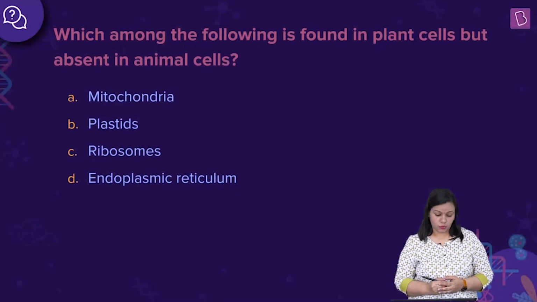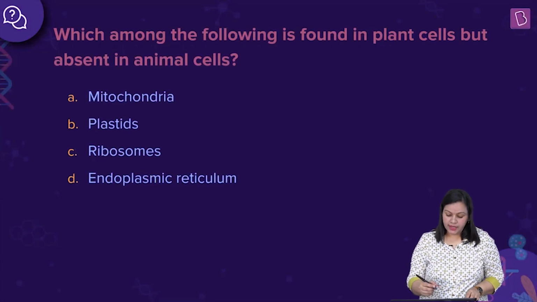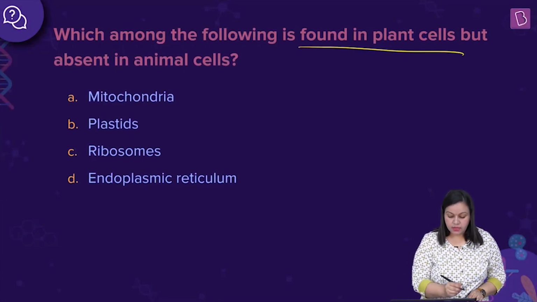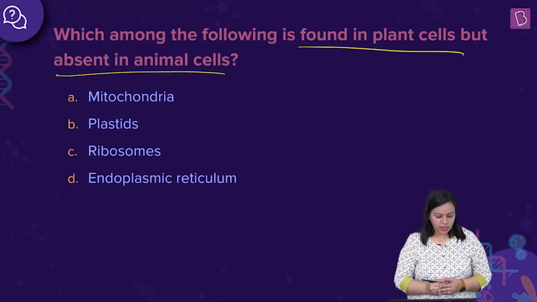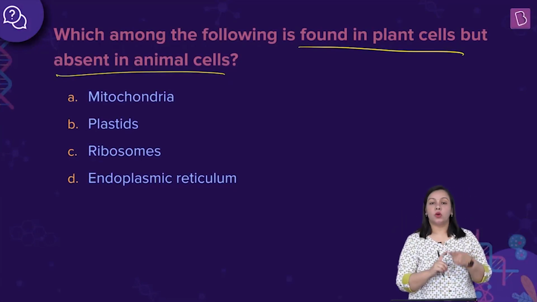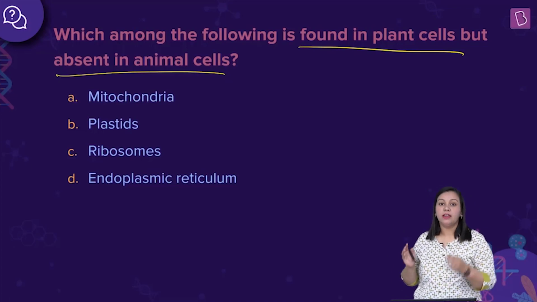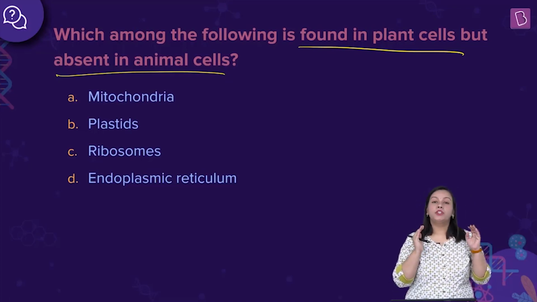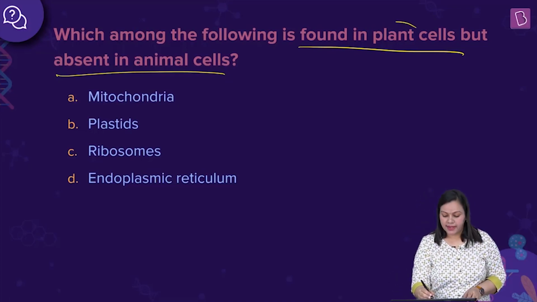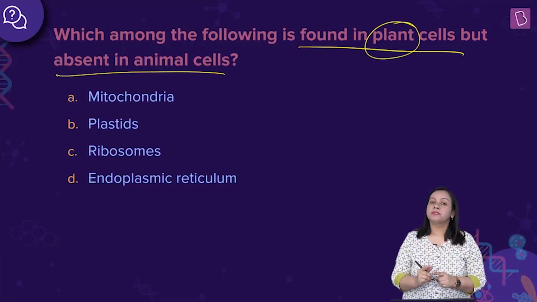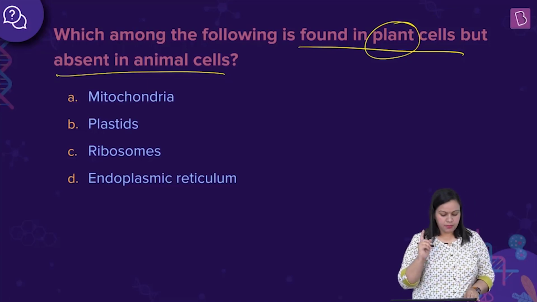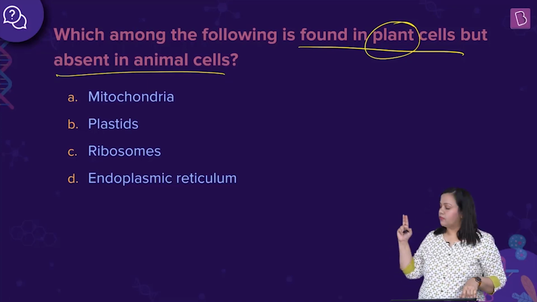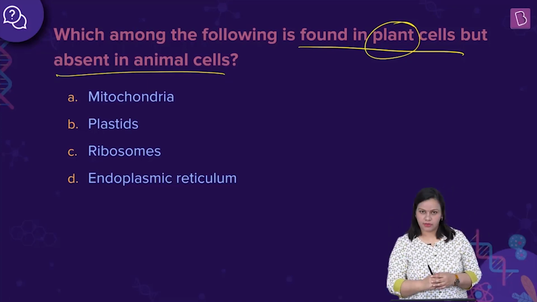Let us have a look at this question. Which among the following is found in plant cells but absent in animal cells? Okay, so here is a list of cell organelles, and we have to choose an option which is present in the plant cells but absent in the animal cells. The options given here are mitochondria, plastids, ribosomes and endoplasmic reticulum.